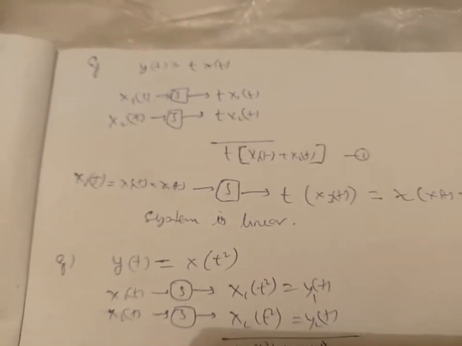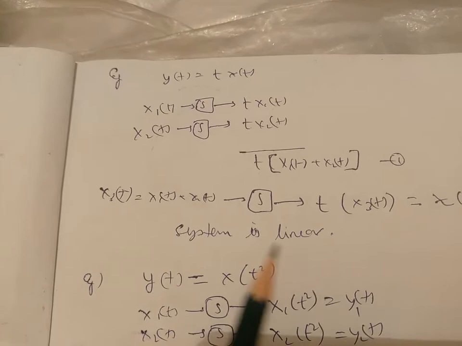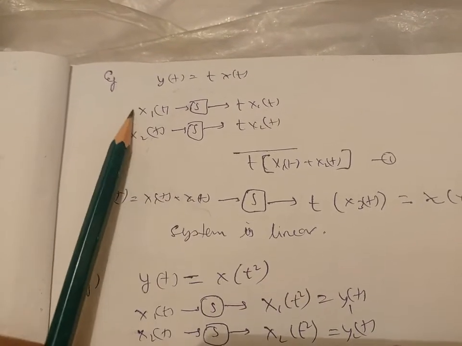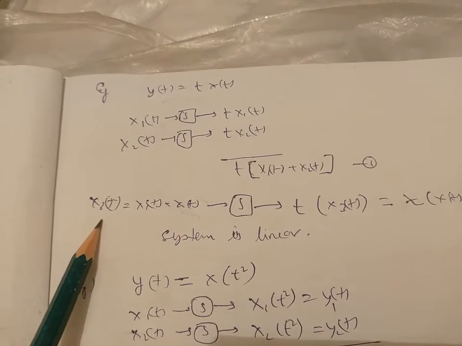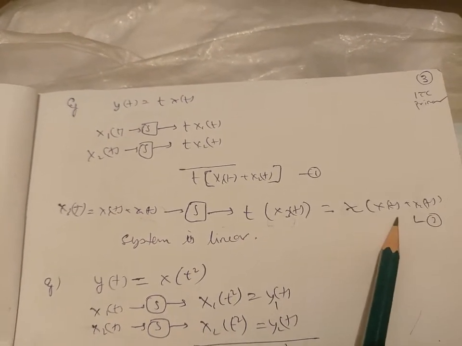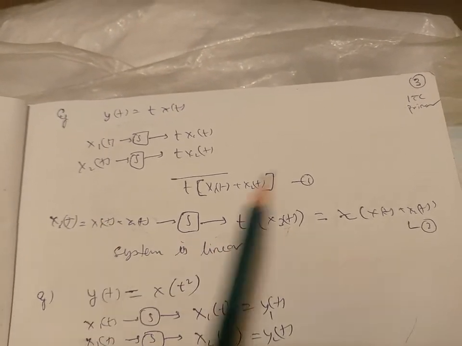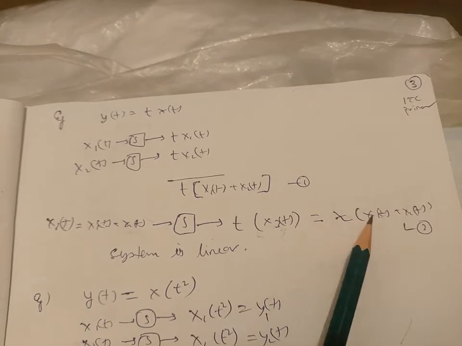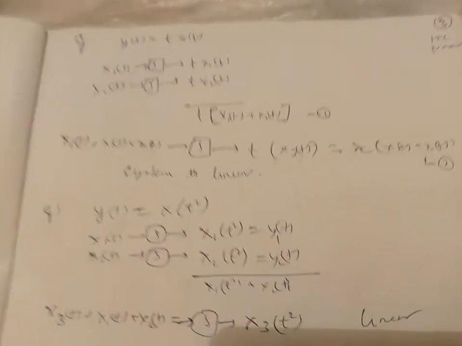Now let us put in the summed-up input as a single input. Let us call it x3. That will get you this. And when you input the x3 value, you will get this. Now if equation 2 is equal to equation 1, then the system is treated as linear.